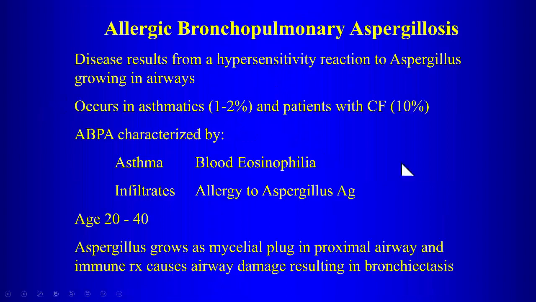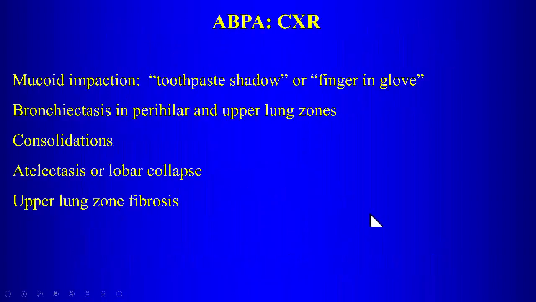This affects patients with asthma, but can also affect patients with cystic fibrosis. So these patients have asthma, they can have peripheral consolidations, blood eosinophilia, allergy to Aspergillus antigen. And so the Aspergillus grows in these mycelial plugs, which causes these thickened plugs in the airways, mucus plugging of airways, bronchiectasis, and especially central, although it can occur anywhere within the lungs.